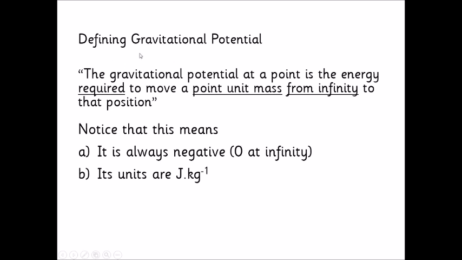Okay, so we need the distinction between gravitational potential, which is the energy per kilogram, and gravitational potential energy, which is the actual energy. So to get from one to the other, all you have to do is to multiply the gravitational potential by the mass to find the gravitational potential energy.